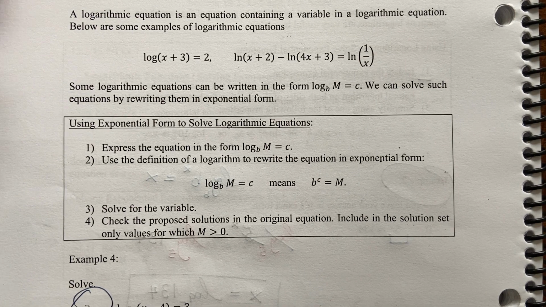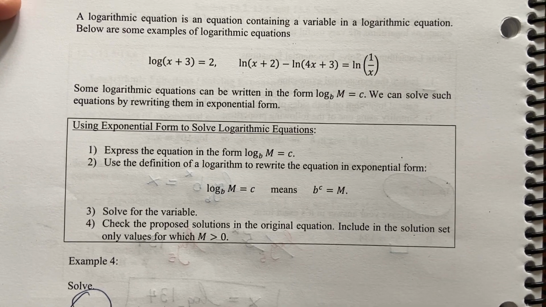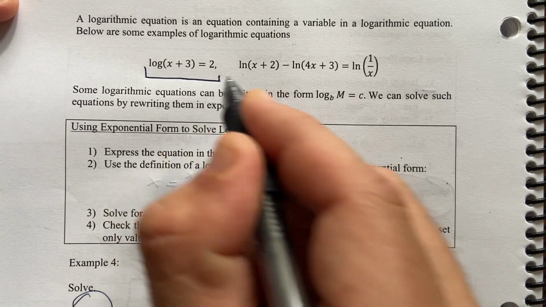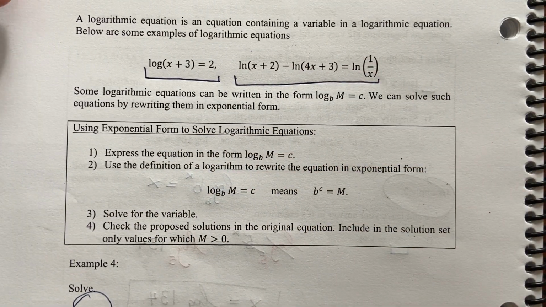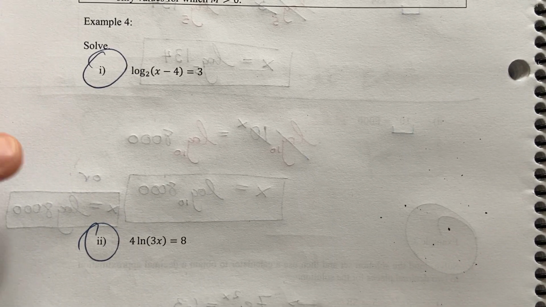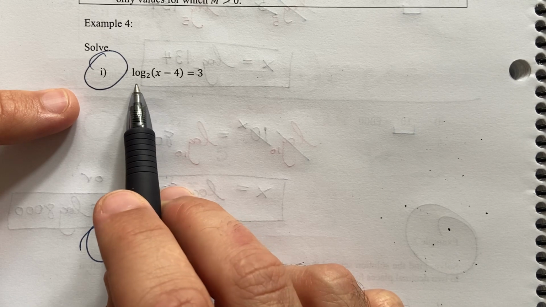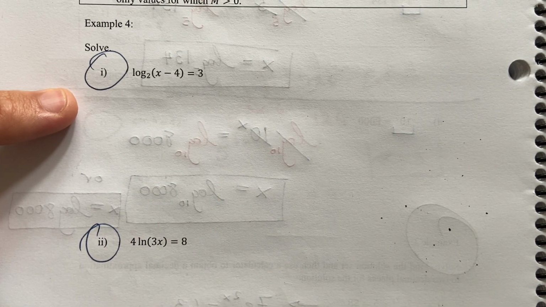But what about solving logarithmic equations? So let's get into that. Here's a couple examples of what logarithmic equations look like. They are equations that involve a logarithm. So here's our logarithmic equation. We have log base 2 of x minus 4 equals 3.